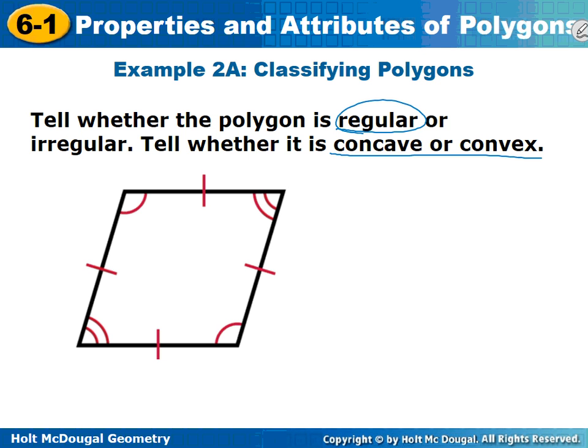All right, Landon, regular or irregular? Irregular. It is equilateral, but it's not equiangular. Okay, so irregular. Haley, concave or convex? Convex. Good. So this one is irregular and convex. It is not equiangular. It does not cave in on itself.